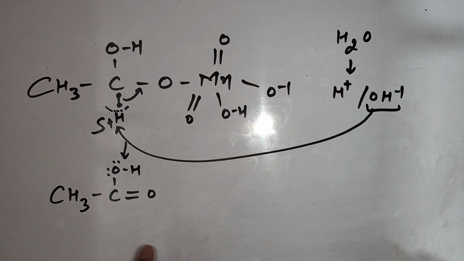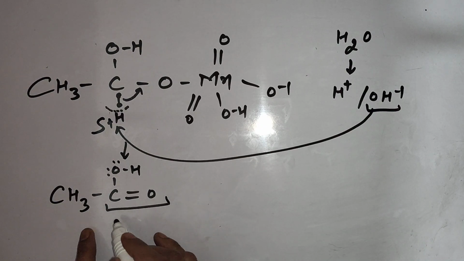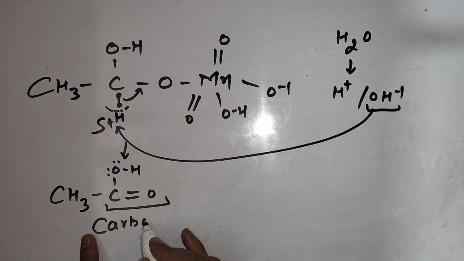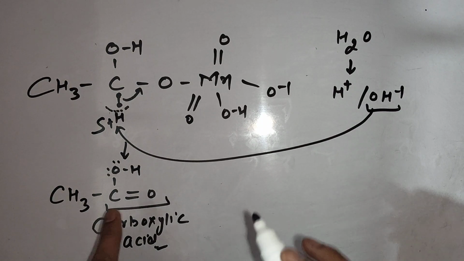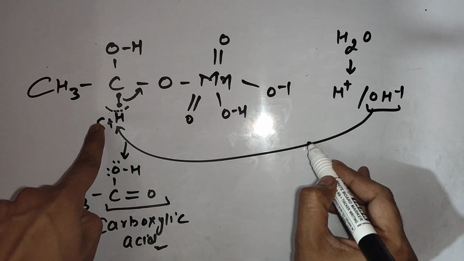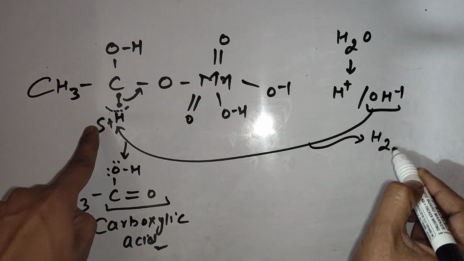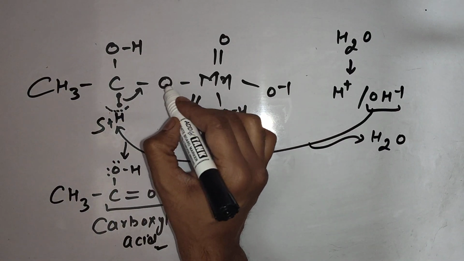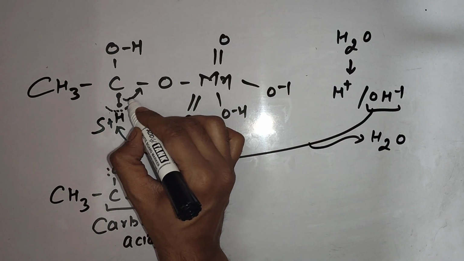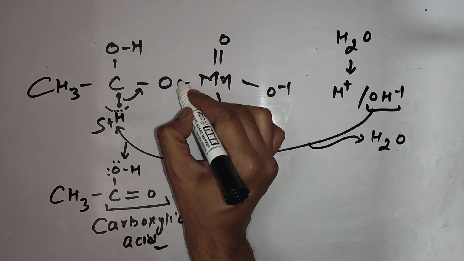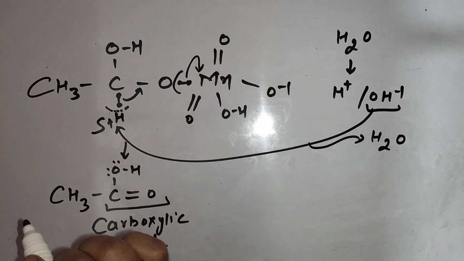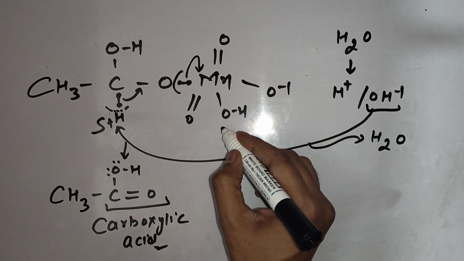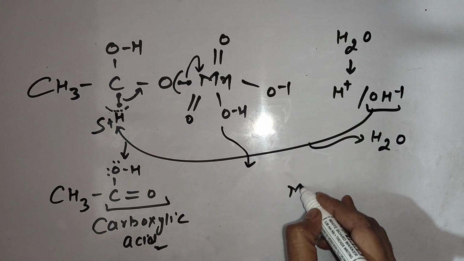Double bond with oxygen, that's it. This is what? This is carboxylic acid. And this H positive and OH negative will combine to produce H2O. And here, because carbon is providing electrons to oxygen, this bond will break, and these electrons will shift toward Mn. Same mechanism like it was happening for 1-degree alcohol.